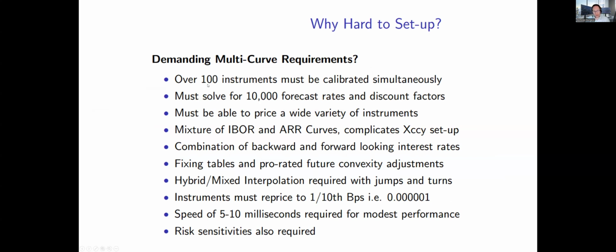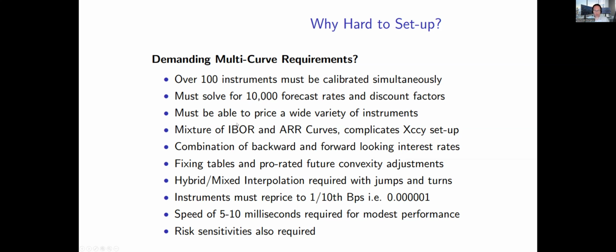So we typically want to calibrate multiple curves at a time. Some of them have codependencies, and we might need to incorporate those. We're typically calibrating over 100 instruments in real time simultaneously. We quite often need to know the 3-month points, pretty much always, on all curves. So we have a lot of forecasted points to solve for. It's not unusual to have more than 10,000 points and discount factors too.